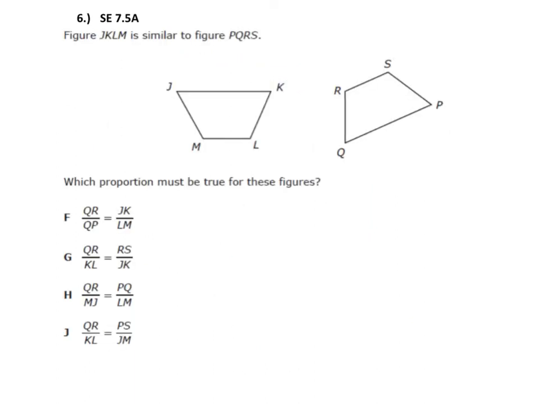Number 6 says figure JKLM is similar to figure PQRS. So let's color code. Get J, P. We get K and Q.